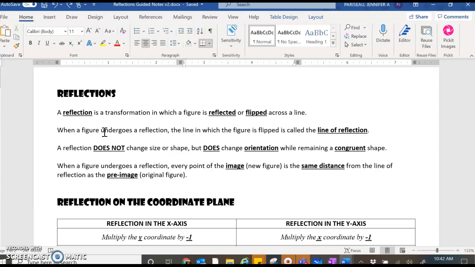Now a reflection does not change the size or shape, but it does change the orientation while remaining a congruent shape. Just like a translation, it doesn't change its form. It's exactly the same shape, the same size, everything. It's just flipped over. When a figure undergoes reflection, every point of the image, the new figure, is the same distance from the line of reflection as the pre-image. This will make sense when we look at it visually, okay?